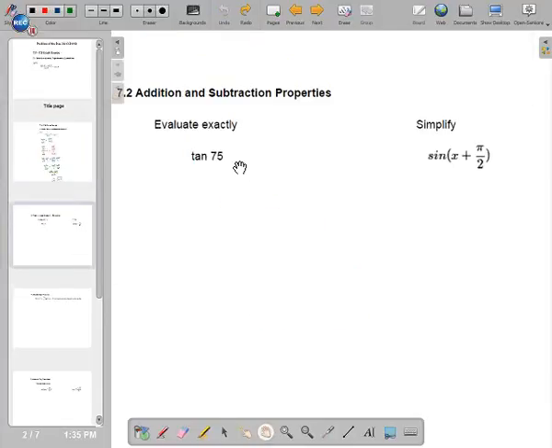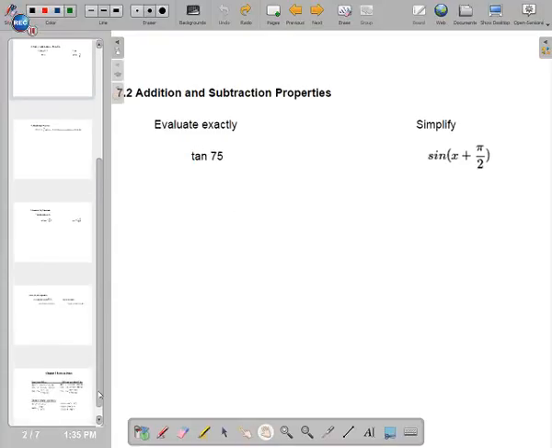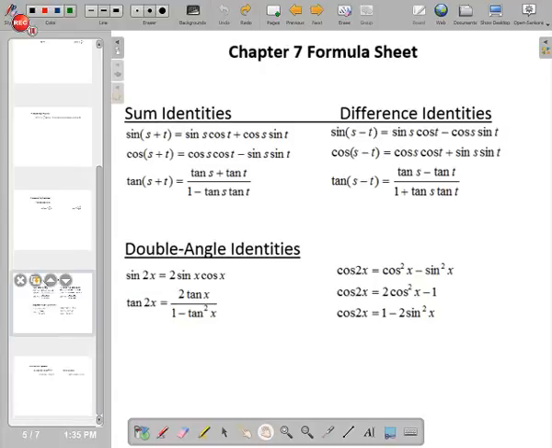Let's try some 7-2. Addition and subtraction properties. We're probably going to need our formulas here, so let's get those handy. These are the formulas I may need.